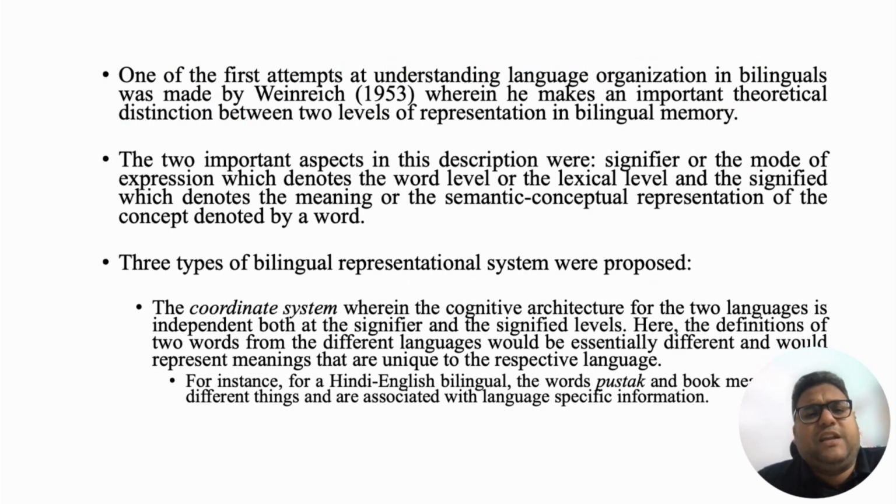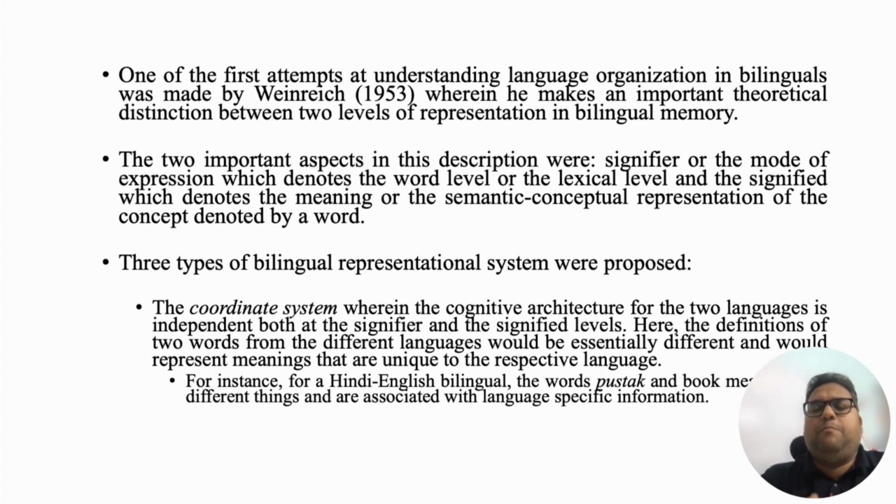Now, one of the first attempts at understanding language organization in bilinguals was made by Weinreich in 1953, where he makes a very important theoretical distinction between two levels of representation in bilingual memory. The two important aspects in this description were the signifier, or the mode of expression, which denotes the word level or the lexical level, and the signified, which denotes the meaning or the semantic level representation of the concept denoted by a word.